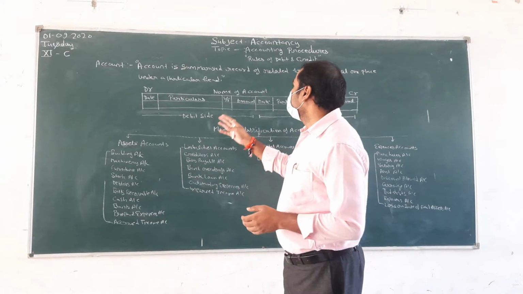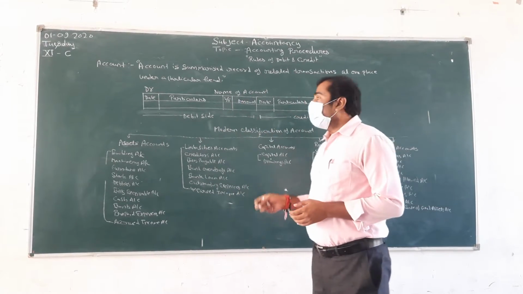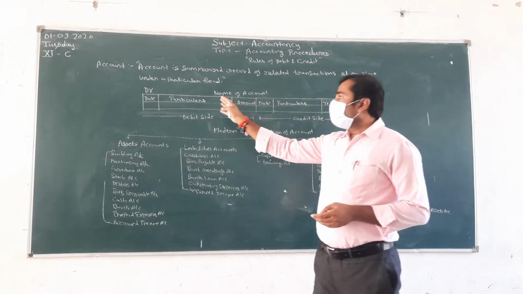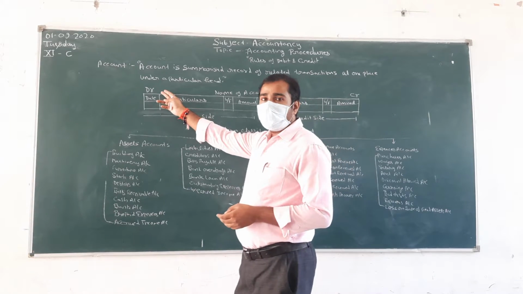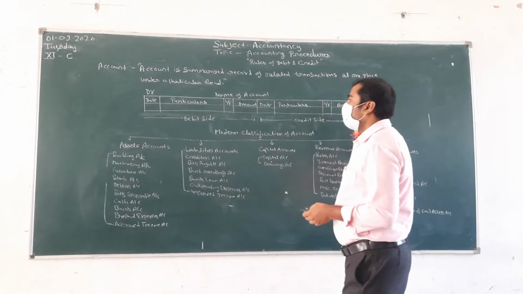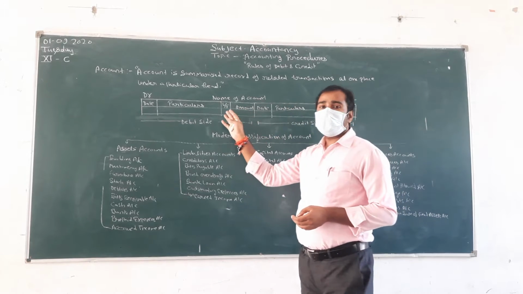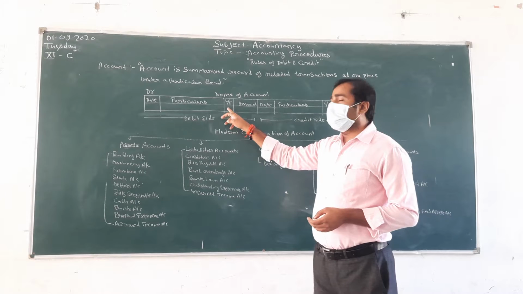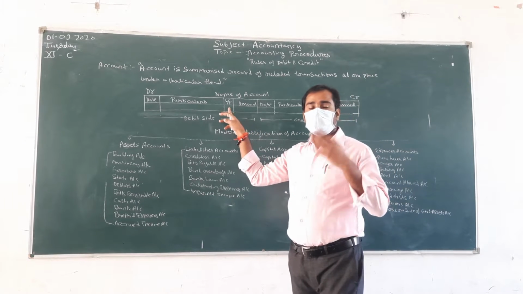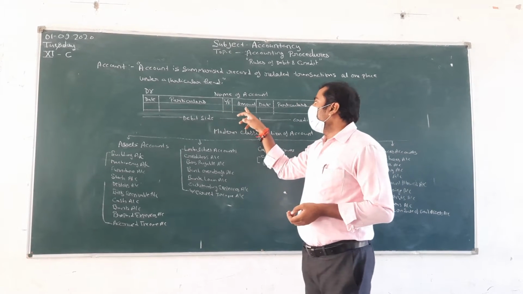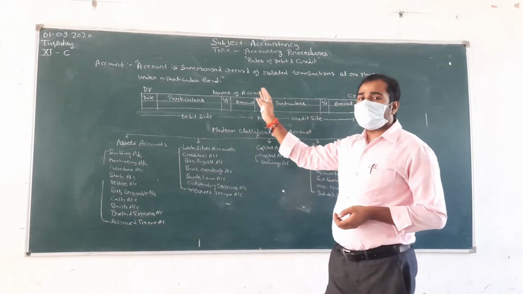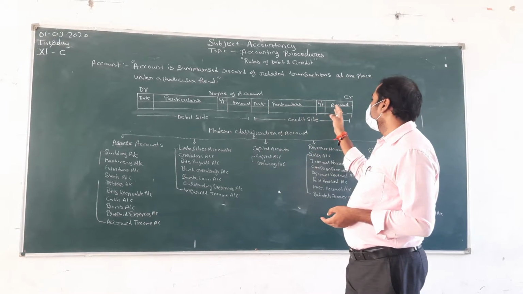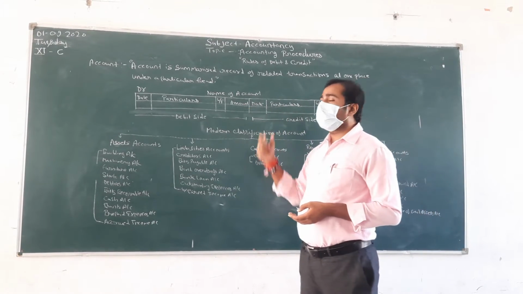Here is the format of an account: the name of the account, in which I just write here the debit portion, and here the credit portion. The debit side includes date, particular, ledger folio. In short form we say LF, which is used for future reference of the accounts, and amount. And the credit side has the same as we have written on the debit side: date, particular, ledger folio and amount. This is the format of an account.